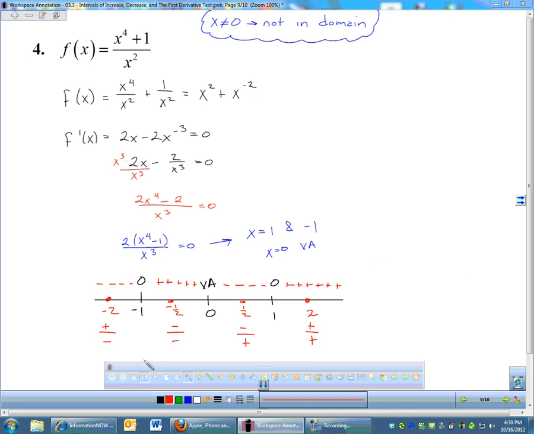Okay, so there's our number line, and then looking at this to find my local extrema, I had a critical number at x equals -1. Derivative changes from negative to positive, so I have a local minimum at x equals -1.